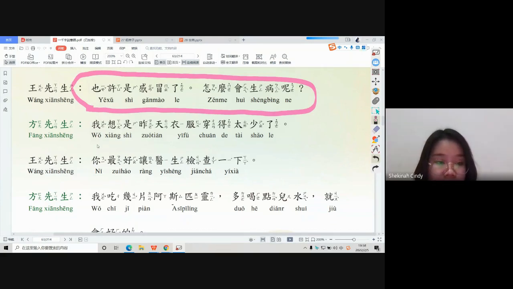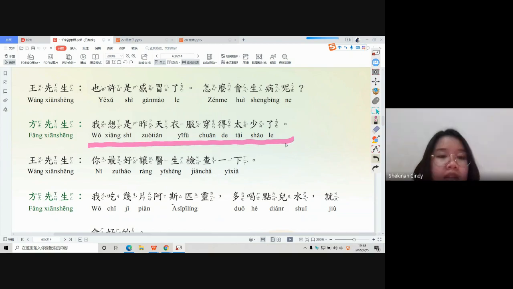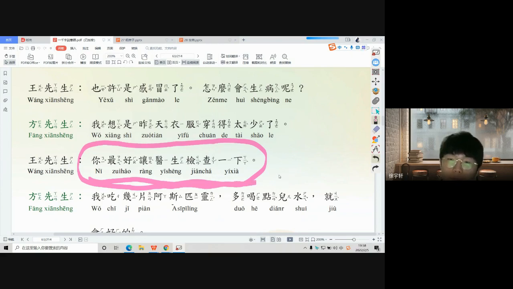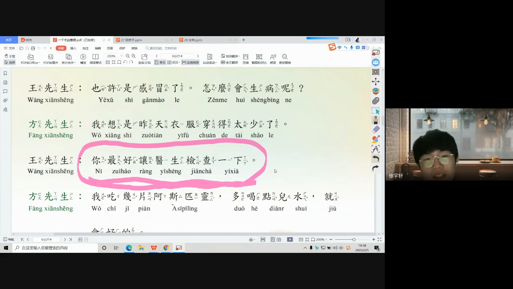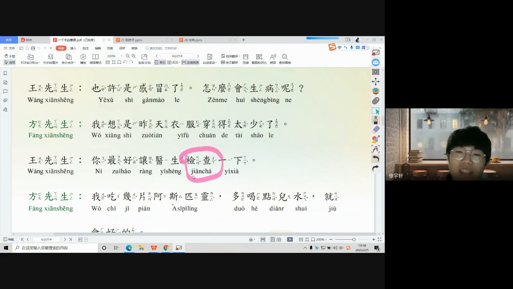Yes. Okay. This sentence, 我想是昨天衣服穿的太少了. Do you understand this sentence? Yes. Okay. So here, this one. 你最好让医生检查一下. 检查, do you know it? 查 means to check. Yes. You learned this, 检查. I've seen it before, but I'm not sure. That's why I ask. Okay, that's right.